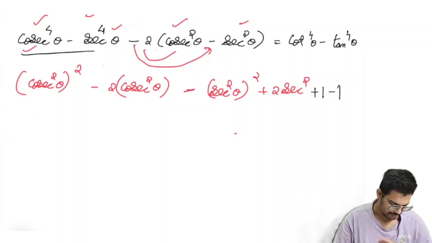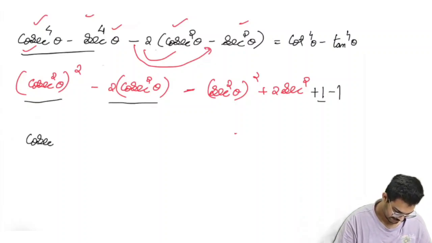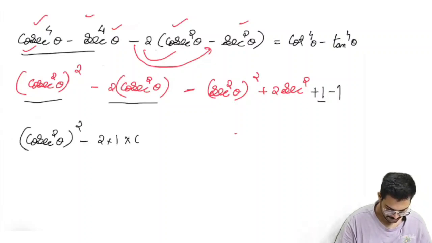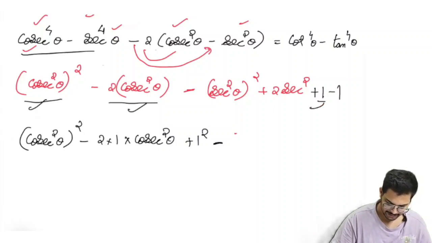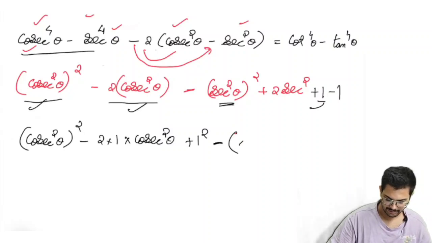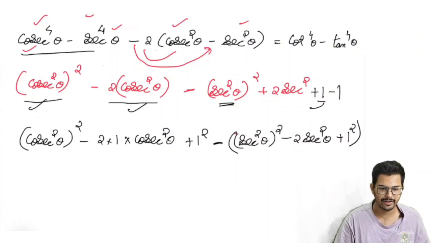So when you closely observe, this is of the form a square minus 2ab plus b square. That is cosec square theta the whole square minus 2 into 1 into cosec square theta plus 1 square. So I have written these three terms. Now I am taking a minus sign common: cosec square theta the whole square minus 2 cosec square theta, and this minus 1 will become plus 1, that is 1 square. Simply, 1 is 1 square.